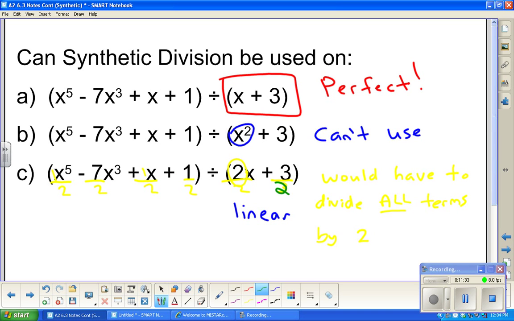All right, but B is out of the question. We're not going to do B with the new method. A and C can be done. A is perfect, C a little bit of work. All right, so let's do one. Here's the process.